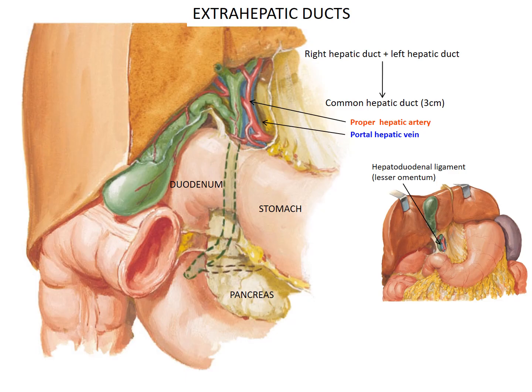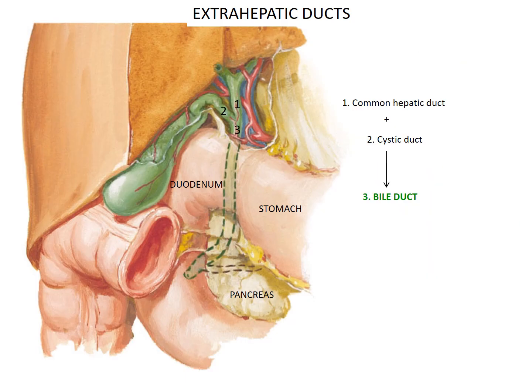The angle between the cystic duct and the common hepatic duct is called cystohepatic angle. In the right free margin of the lesser omentum, the common hepatic duct lies on the right side of the hepatic proper artery in front of the portal vein. You can see here how the common hepatic duct fuses with the cystic duct and forms the bile duct.